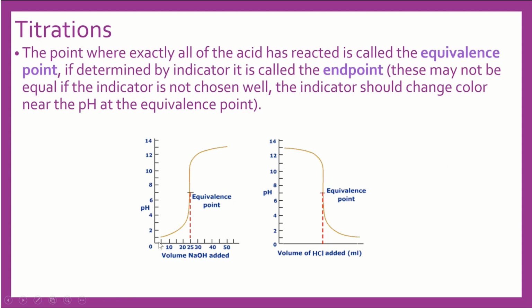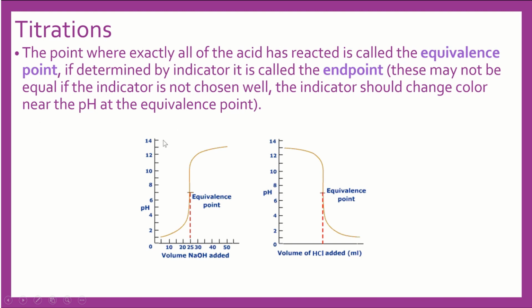So when we run a titration, we end up with a curve that looks something like this. We started with an acid, an unknown acid. We added base, and that's why our pH goes higher. What we're trying to find is what's called the equivalence point. And again, that should be the same as the end point.